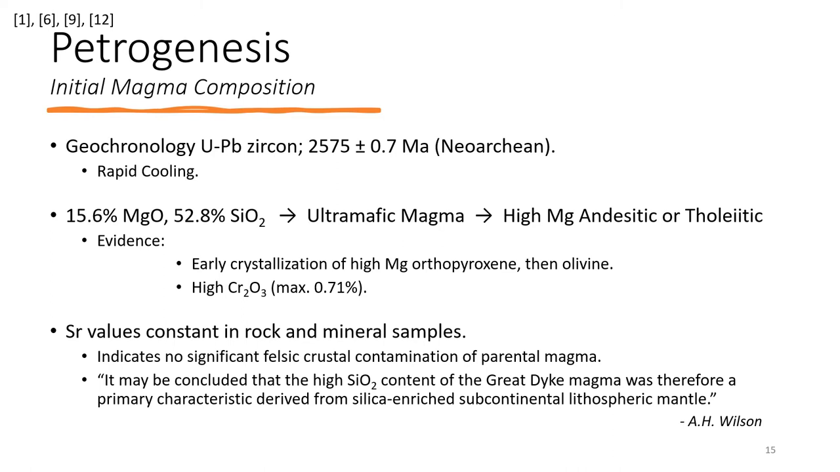Another thing is we can compare this to the Bushveld complex, which is a well-studied igneous intrusion in Africa, and we see that the Great Dyke has high Cr2O3 values. Another thing is that, in contrast with the Bushveld complex, the Great Dyke has constant strontium values in rocks and mineral samples. What this tells us is that although there's some felsic crustal contamination, it's nothing significant. So we're dealing with a primitive magma sourced from lithospheric mantle under the continent that is enriched in silica.